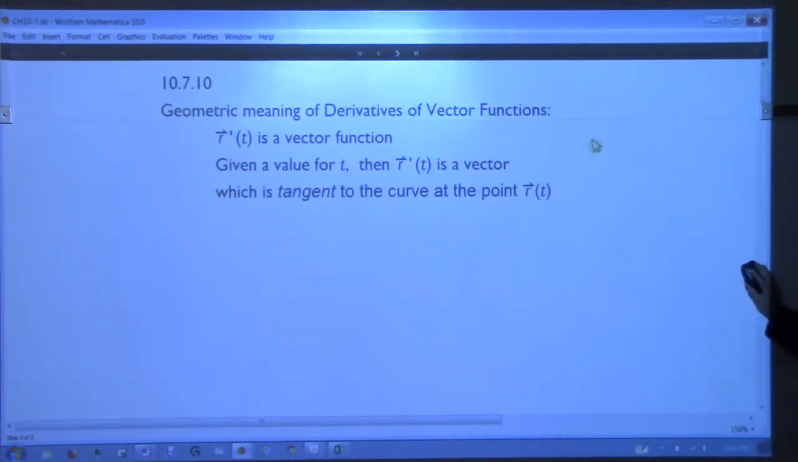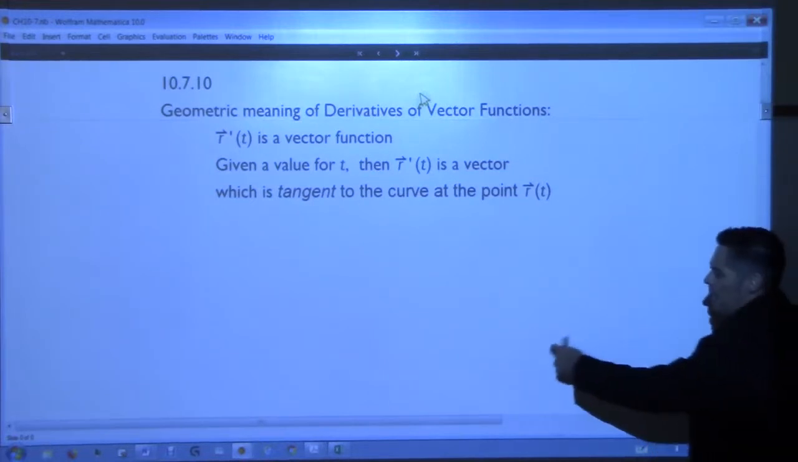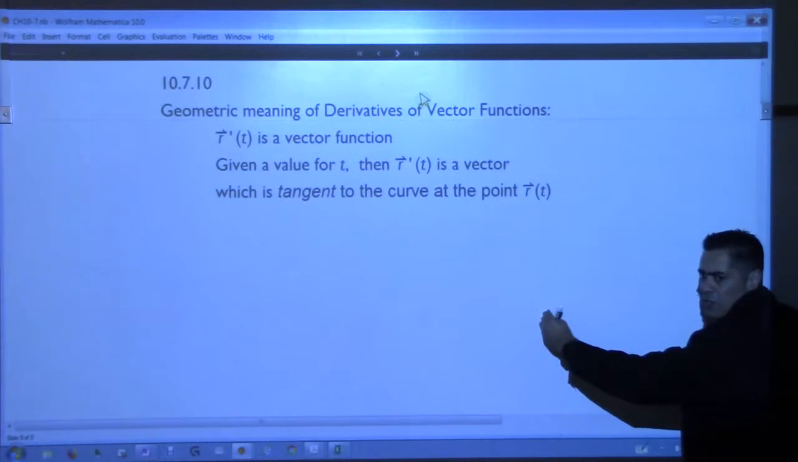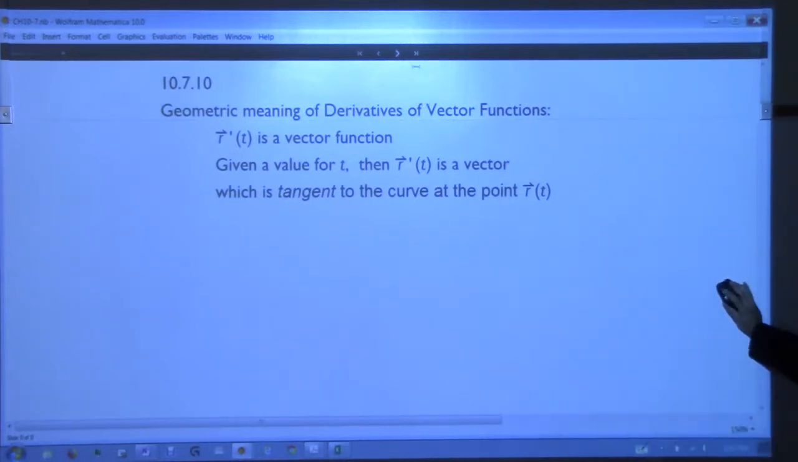So here's the geometric meaning. We know that in Cal 1, if you have a function, the derivative somehow is related to the slope of the tangent line. Well, with a vector function, we have something similar. If we're given a value of t, then the value of the derivative of the vector function at t is a vector, which is tangent to the curve at the point r of t.